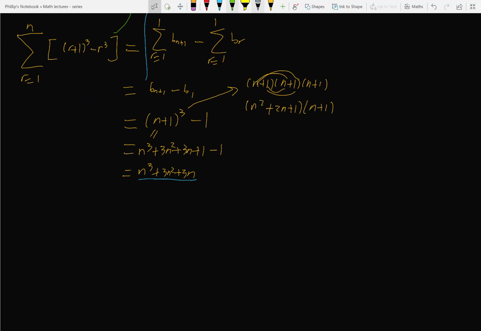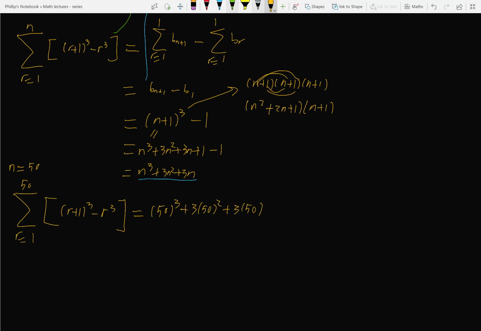So we've got the solution in terms of n, which is great. If we wanted to do the sum from r equals 1 to n of (r plus 1) cubed minus r cubed, for the case where n is equal to 50, we can now do it. Rather than summing 50 terms, which would take some time, we can just do 50 cubed plus 3 times 50 squared plus 3 times 50.